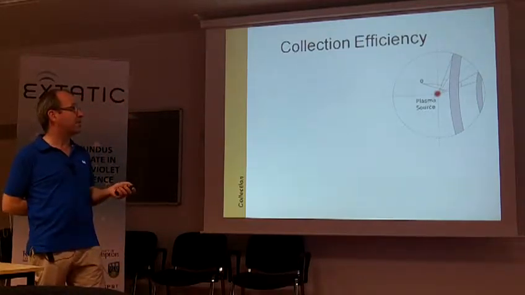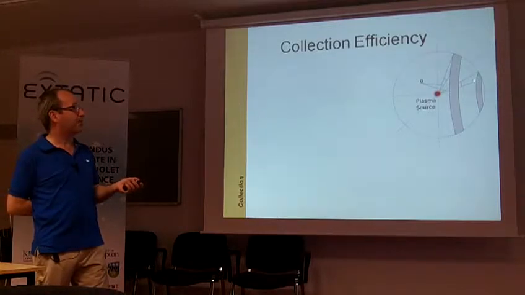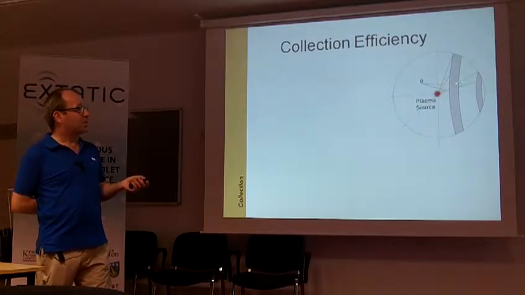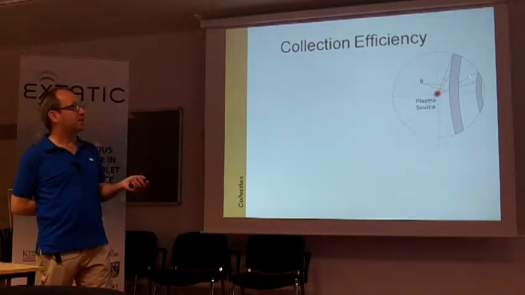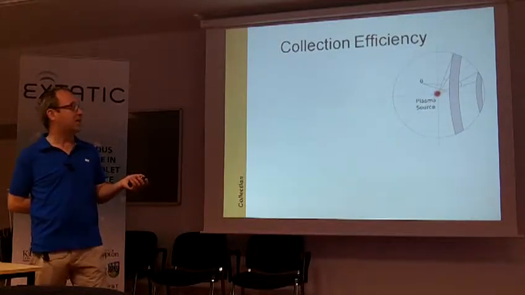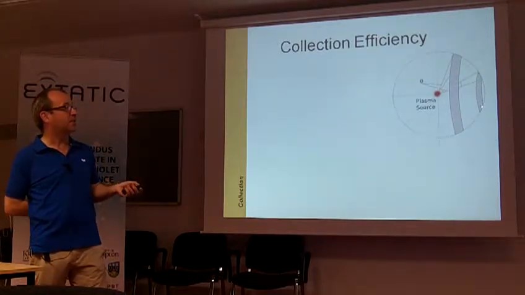The collection efficiency, which is important for power transfer through the system. Collection efficiency depends on what solid angle that you collect. If you have a grazing incidence collector, for example, that collects 5 degrees between 20 and 25 degrees, you can see that the solid angle that subtends is given approximately by this, and by this area here.